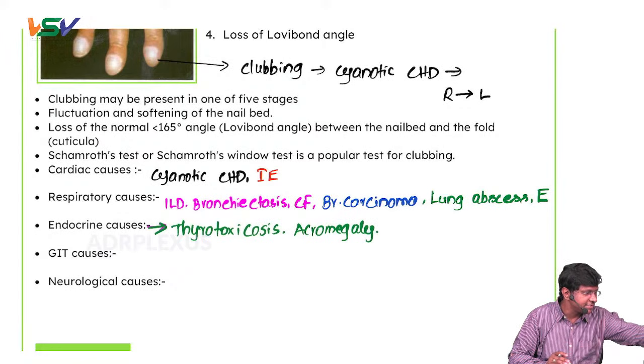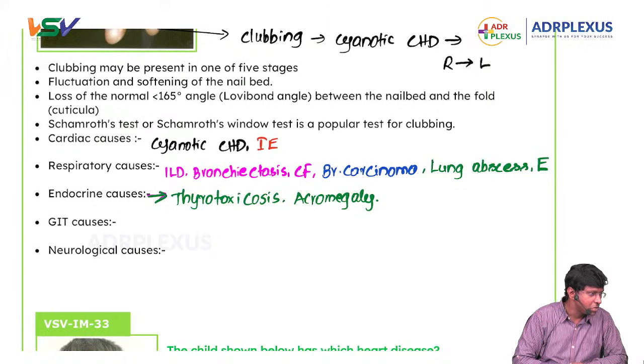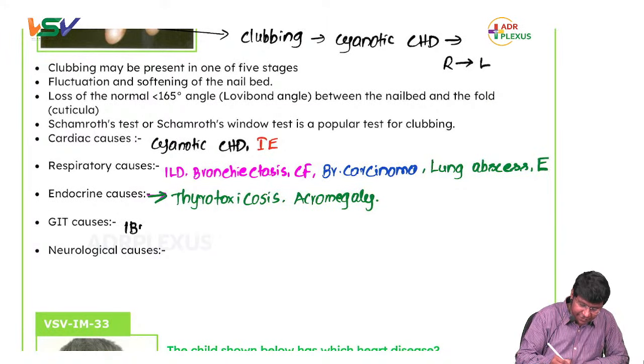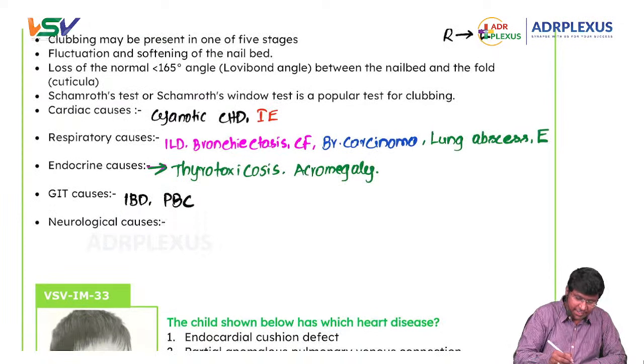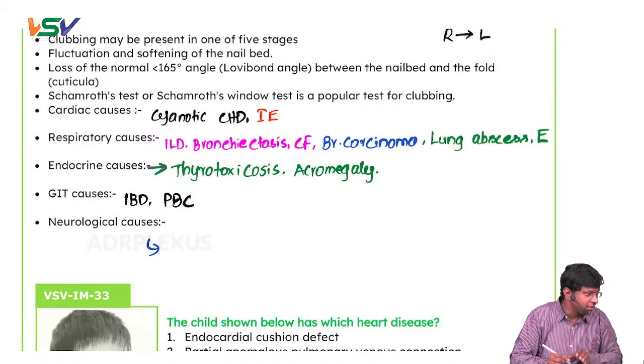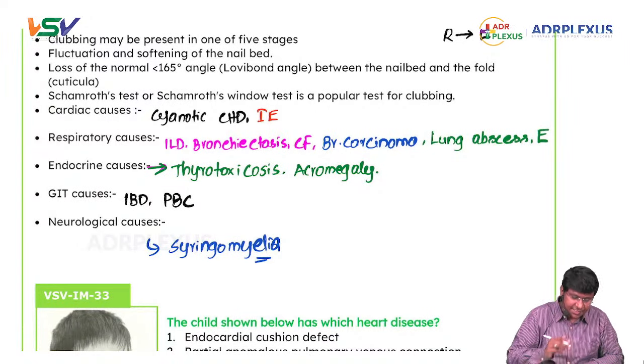And what are the gastrointestinal causes for clubbing? Yes, you will have that in case of inflammatory bowel disease as well as primary biliary cirrhosis. Okay, and what are the neurological causes for clubbing? Very good Dinesh, that is observed in case of syringomyelia. So in syringomyelia you will have the presence of clubbing. Okay, so these are the various etiologies for clubbing.